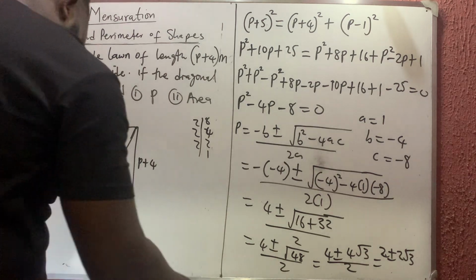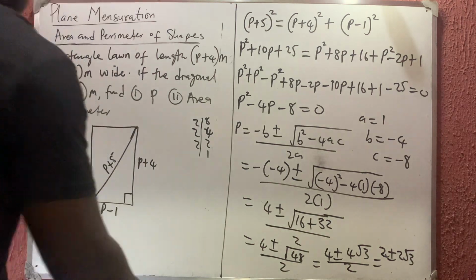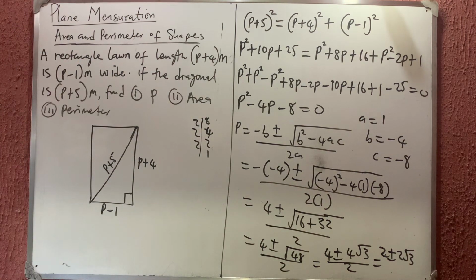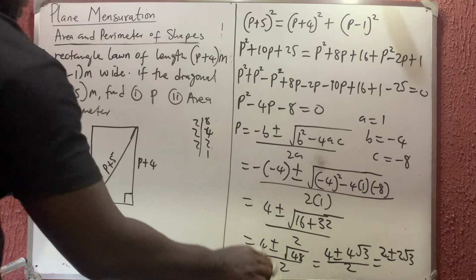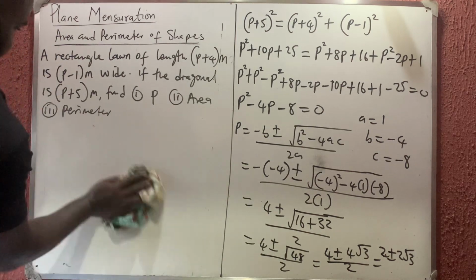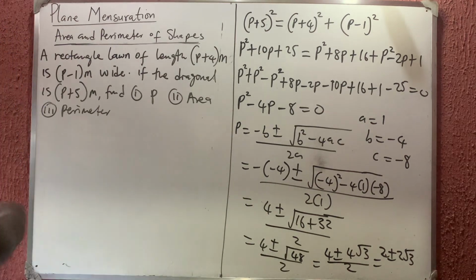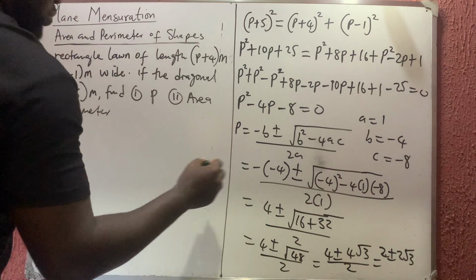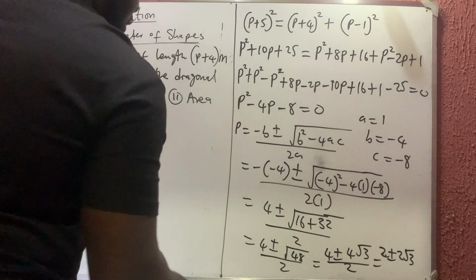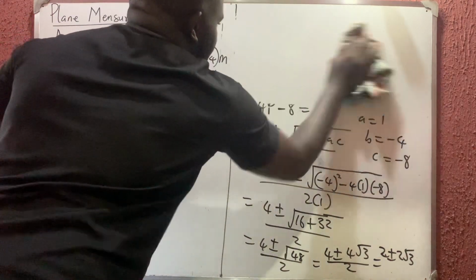We move to the next one. We're asked to calculate p, then we're asked to calculate the area and then the perimeter. So that means we're going to get our answer in decimal. So let's get our answer in decimal.